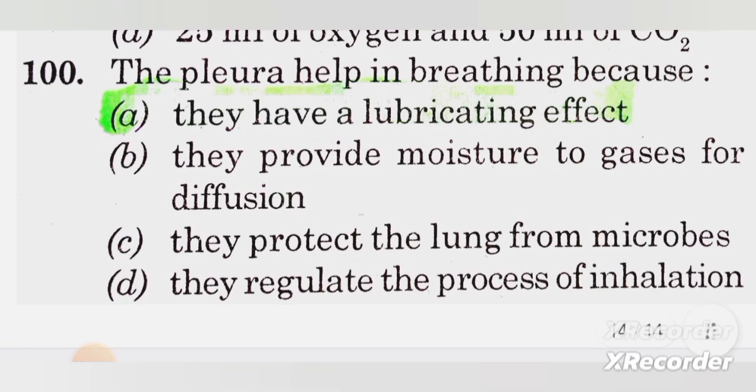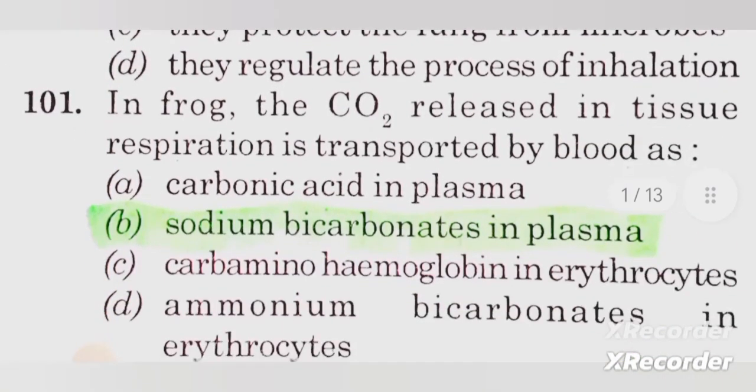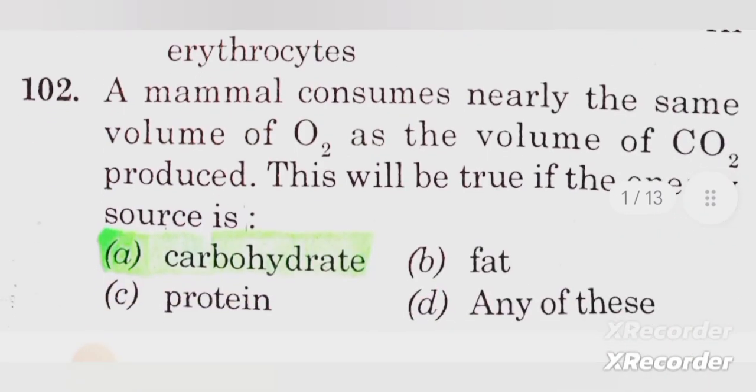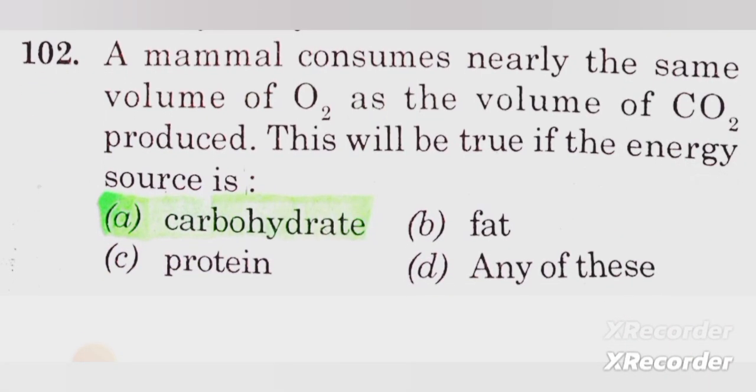At last, 100. The pleura helps in breathing because answer A, they have a lubricating effect. Next, 101. In frog, the CO2 released in tissue respiration is transported by blood as answer B, sodium bicarbonate in plasma. Next, 102. A mammal consumes nearly the same volume of oxygen as the volume of carbon dioxide produced. This will be true if the energy source is answer A, carbohydrate.